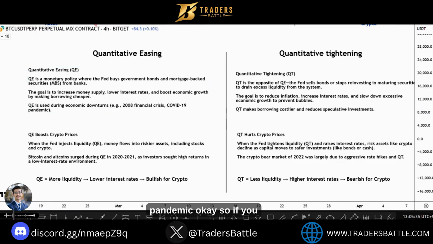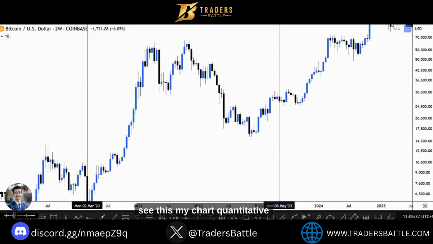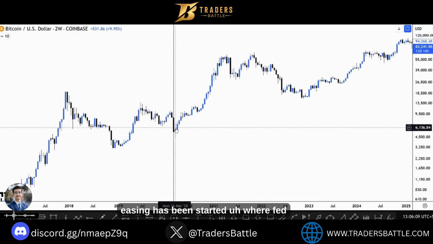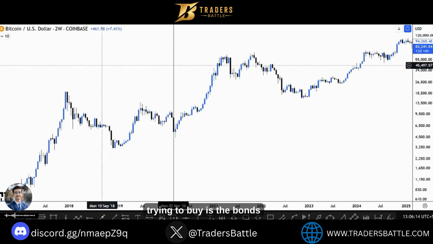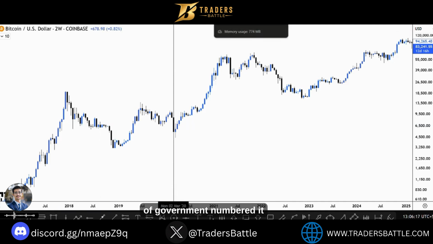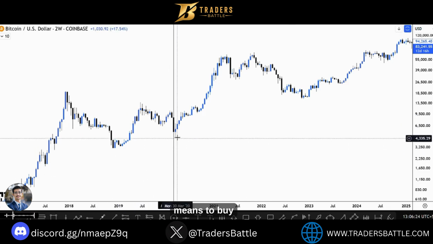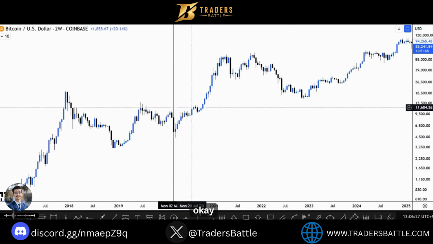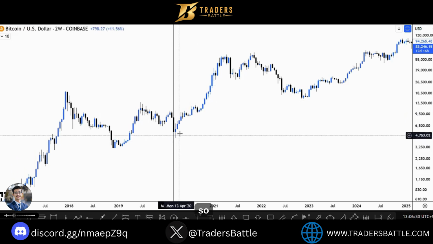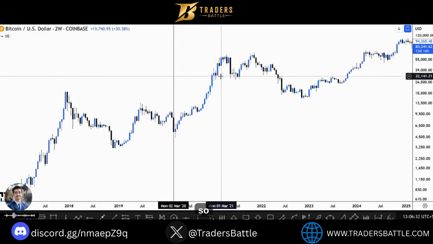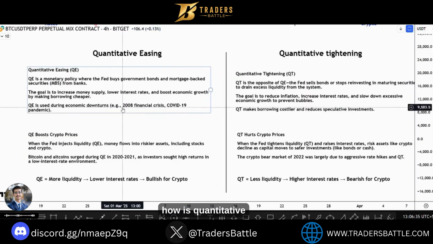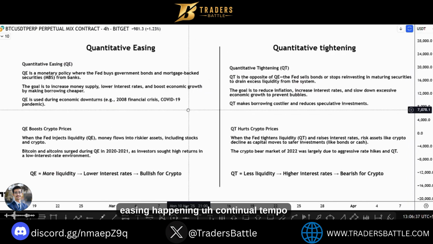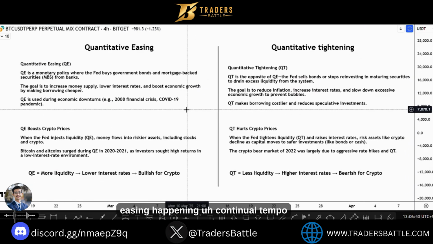Okay, so if you see this chart, quantitative easing has started, where the Fed is trying to buy the bonds of the government, decreasing the interest rate, increasing the money supply, and boosting the economy. And after that, you see the money flowed into riskier assets like Bitcoin, and after that, Bitcoin surged to the upside. Okay, so in opposite of quantitative easing, there is quantitative tightening.